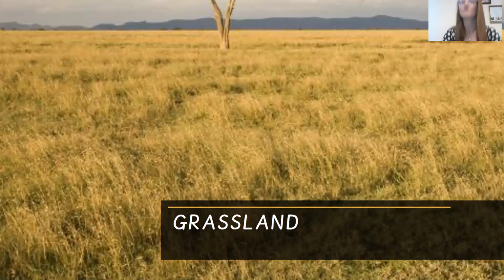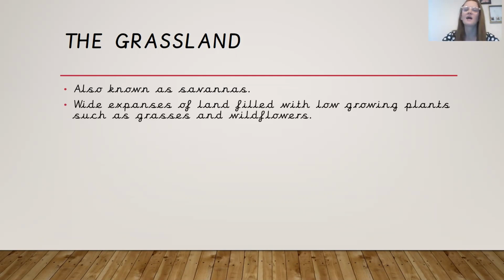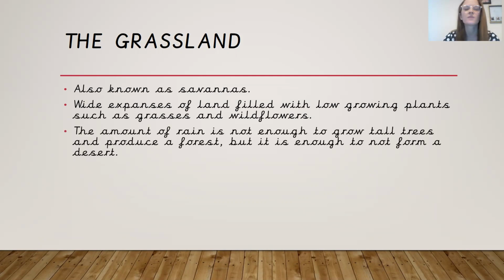Another type of habitat that we would look at is a grassland. And just like its name, a grassland has a lot of grass. So they're also known as savannas. So say that with me, savanna. Savanna, right? And they are wide expanses of land which are filled with low-growing plants such as grasses and wildflowers. The amount of rain is not enough to grow tall trees and produce a forest, but it is enough to not form a desert. So it's just enough that things grow, but not too much that you would end up with tall trees and lots of bushes like a forest.